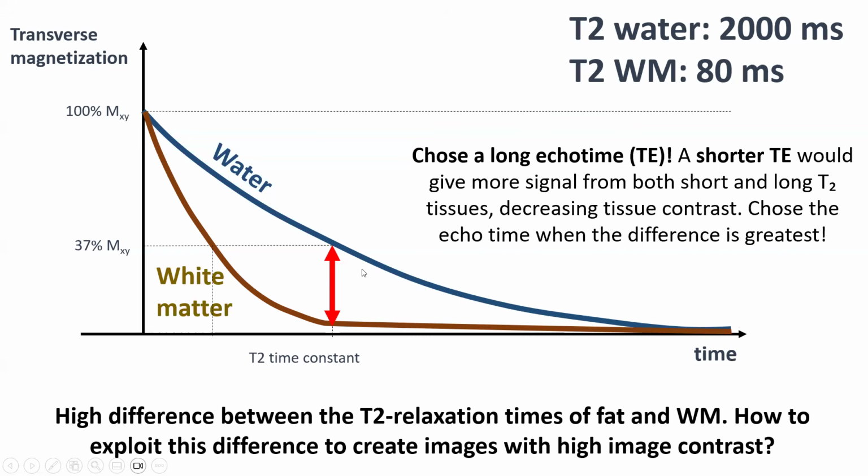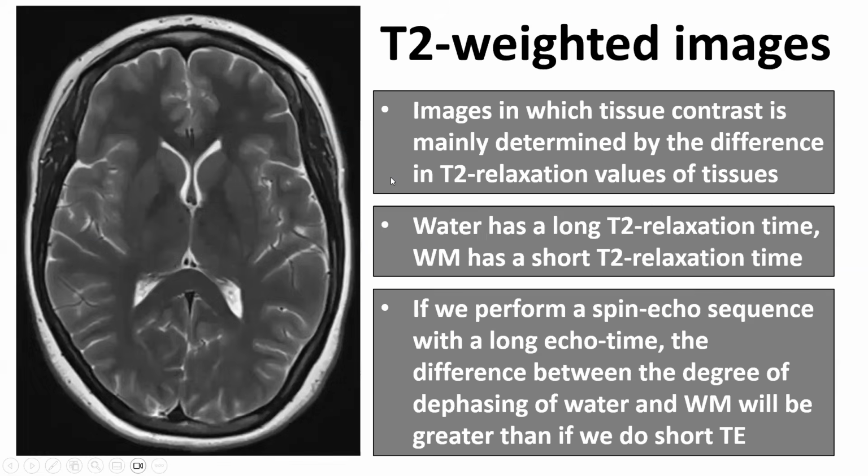Why this echo time? What's the relationship between the T2 relaxation and the echo time? Well, remember that the signal used for the generation of the MR image is the spin echo. And the spin echo occurs after the echo time, which is the time between the application of the first 90 degrees radiofrequency pulse and the actual spin echo.